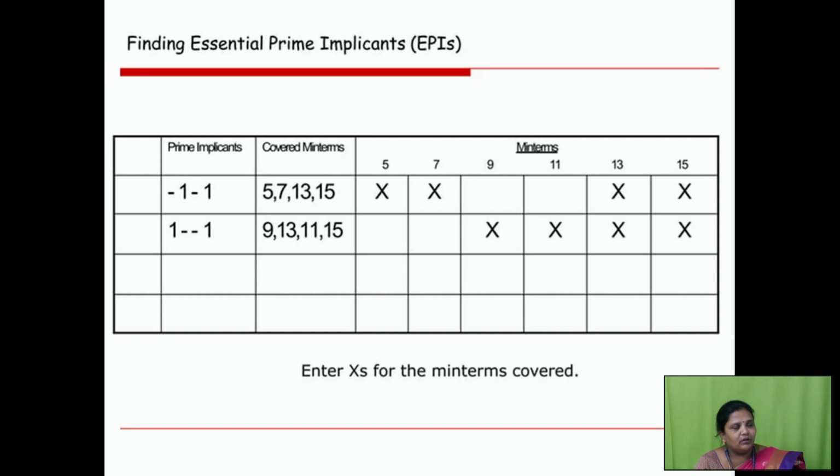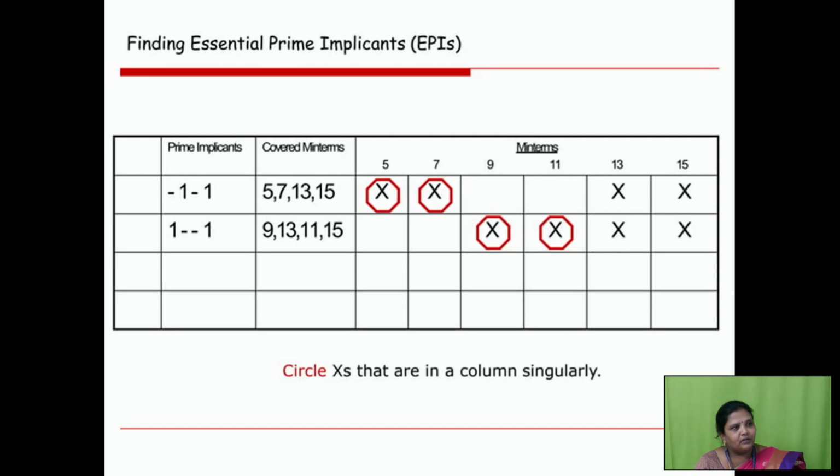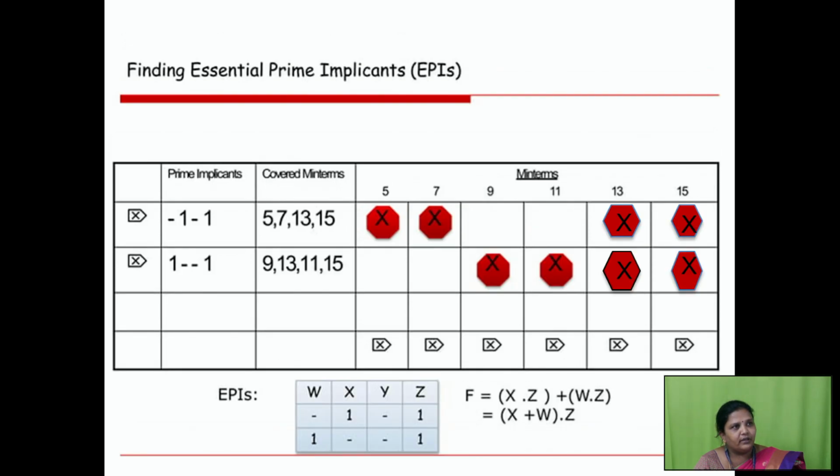So that which are the columns having a single cross. If you go with your 5th minterm column, there we have only one single cross, so for that we have to put a circle. So this is a circle as in a column singularly. Next we have to mark all the minterms, so we have to consider both the prime implicants.